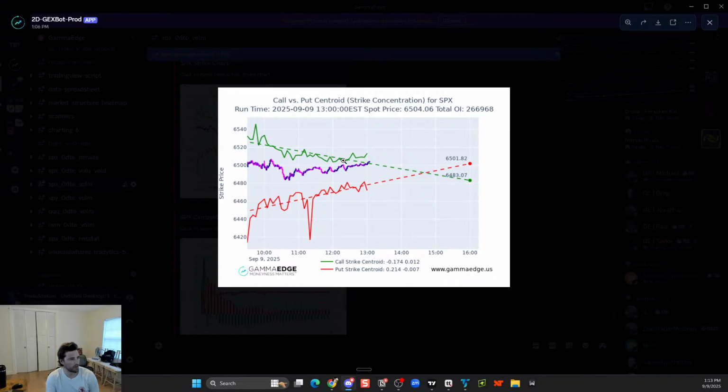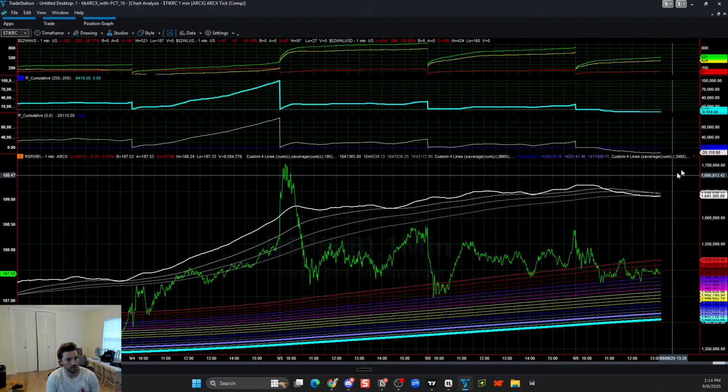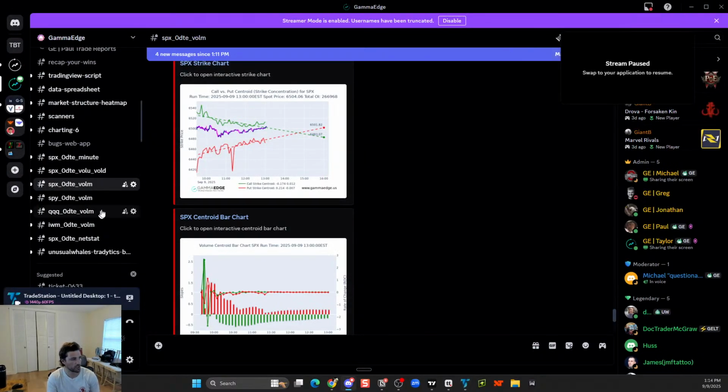Where do we go from here? So the bias right now is sideways to higher so long as we are above 6,500. Want to see that call centroid continue to move higher. Want to see the market trend model continue to level out and even start to progress higher here. If it starts to angle the descent lower again, then that is kind of a readjustment of expectations there.